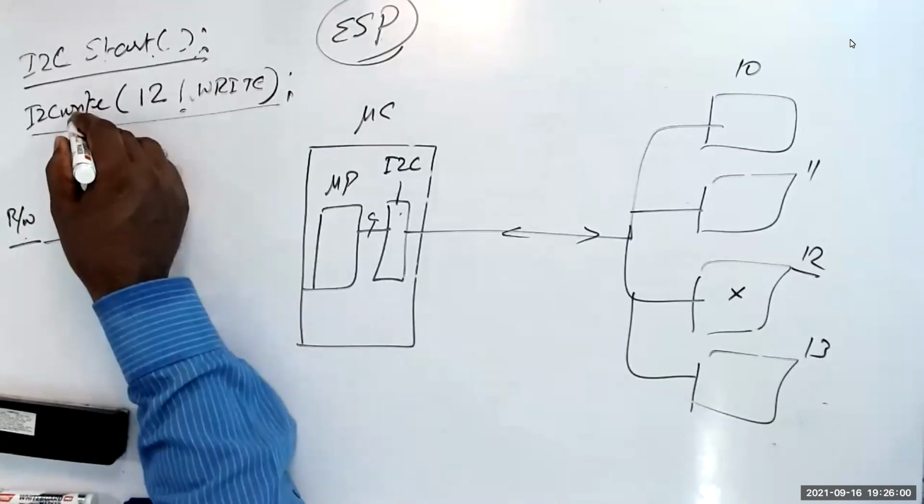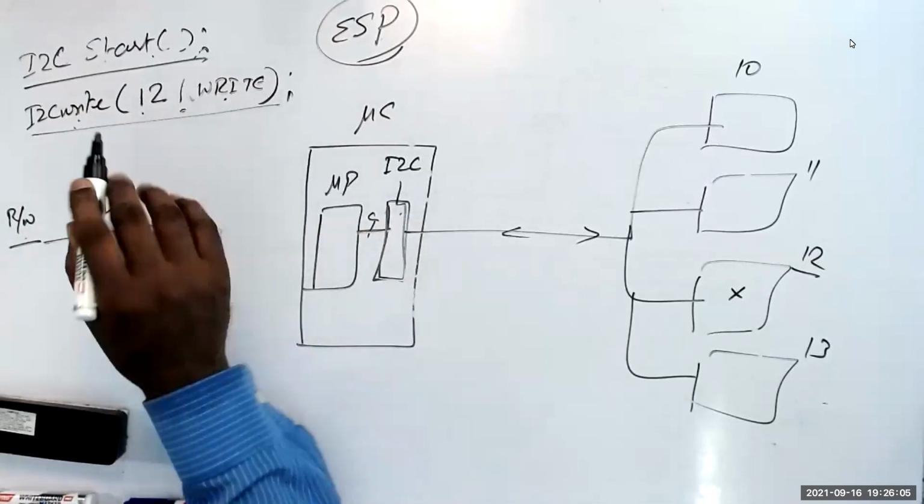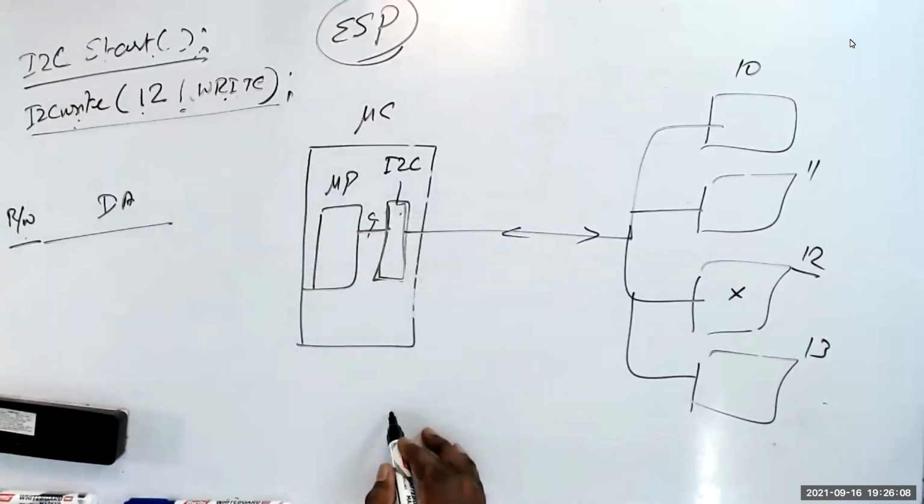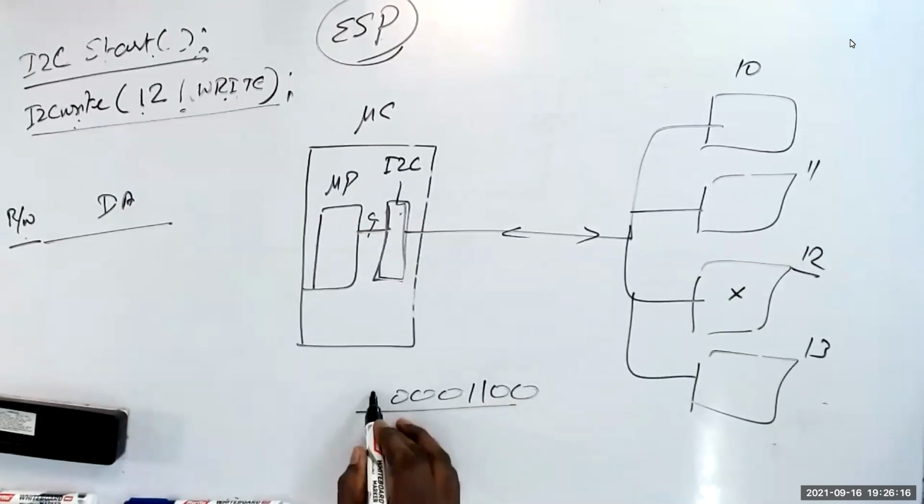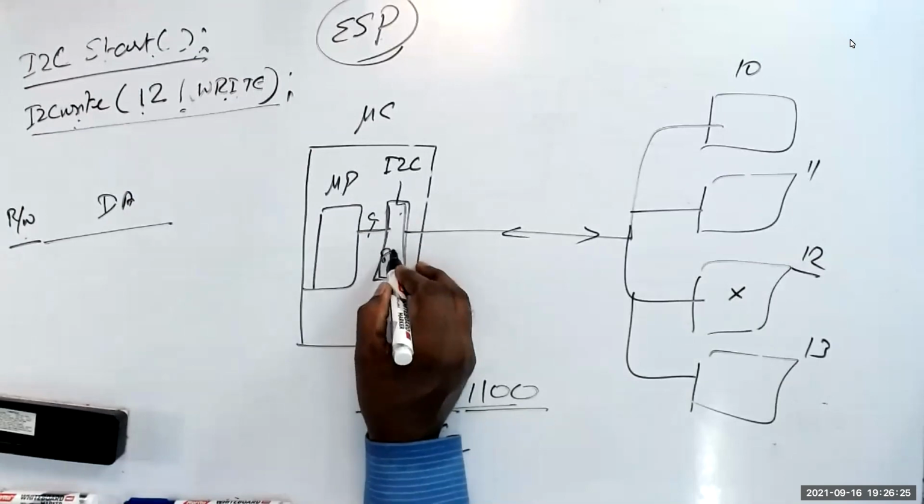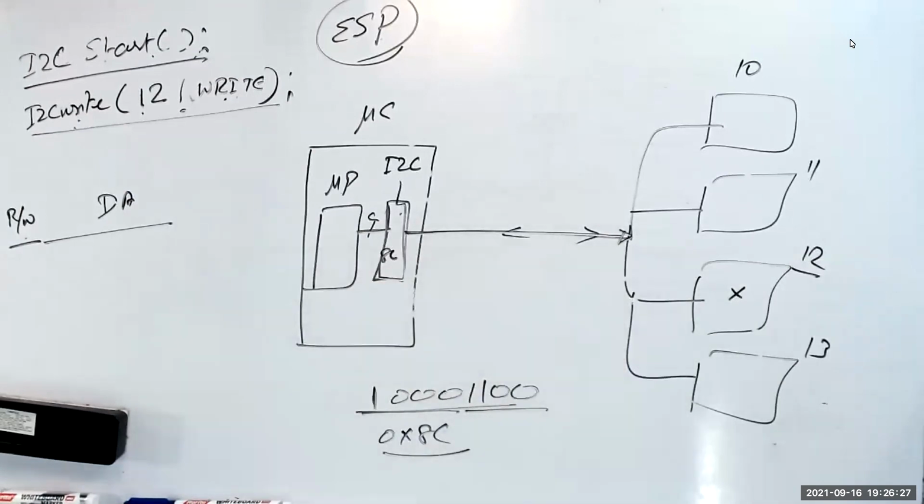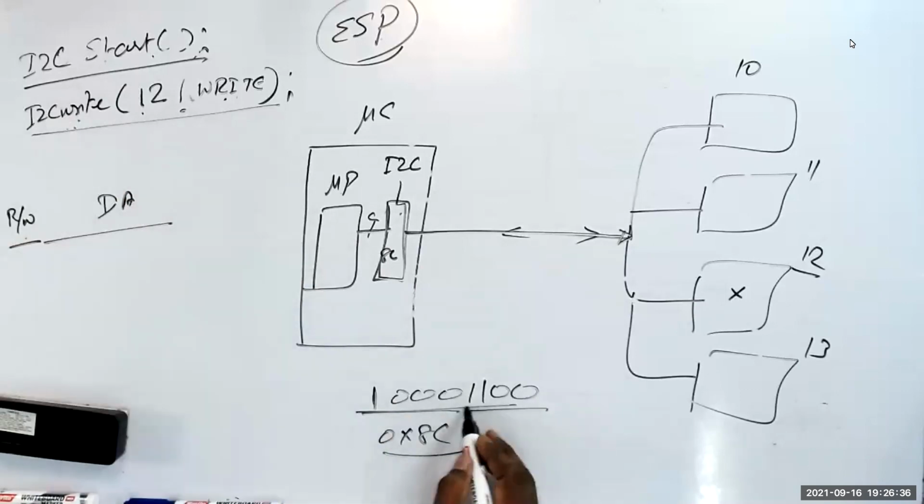Now you have to do only this. This I2C write will give the data to the I2C controller. For example, device address is 12, that is 0001100. Then the write bit is 0, so it becomes 0x18. That will go here, and that guy will transmit the data. Your job is done. Once it is done, you will come out. Now you have given only the device selected. Am I right?